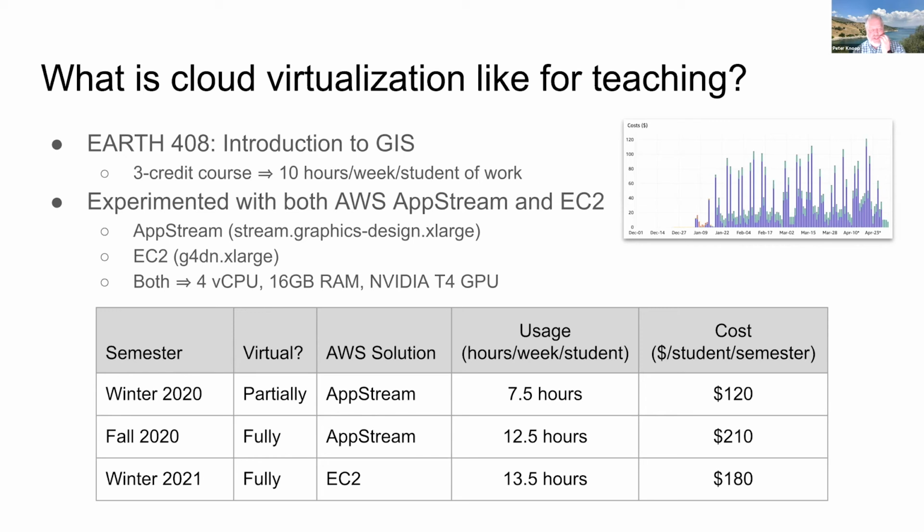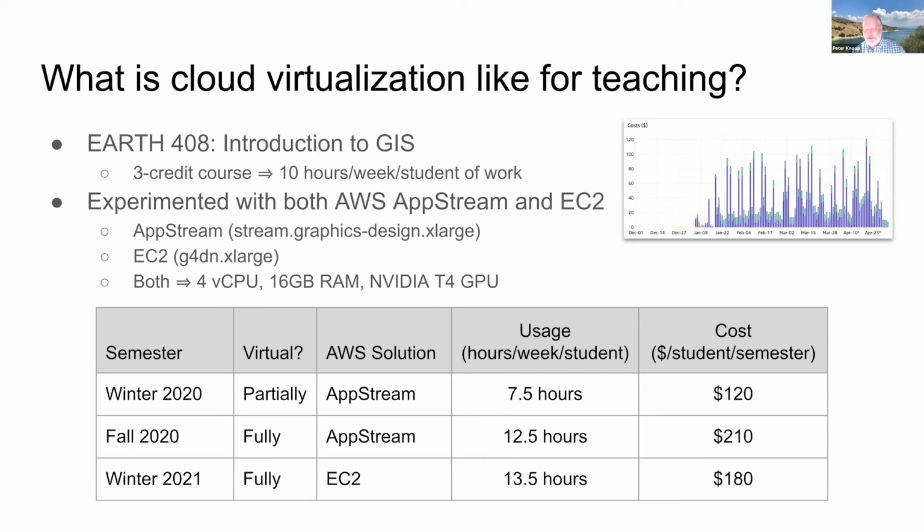Both the environments we're using, as I mentioned earlier, are quite comparable in terms of underlying hardware. We started doing this in winter 2020 when, like everyone else, we had to panic and get everything online. So we just have data from part of the semester. So it was just the last part we did virtually. We chose AppStream at that point, and it was about 7.5 hours a week that we saw students using it. So less than sort of the 10 expected. And the cost ended up being about $120 per student. But that was a pretty atypical semester.